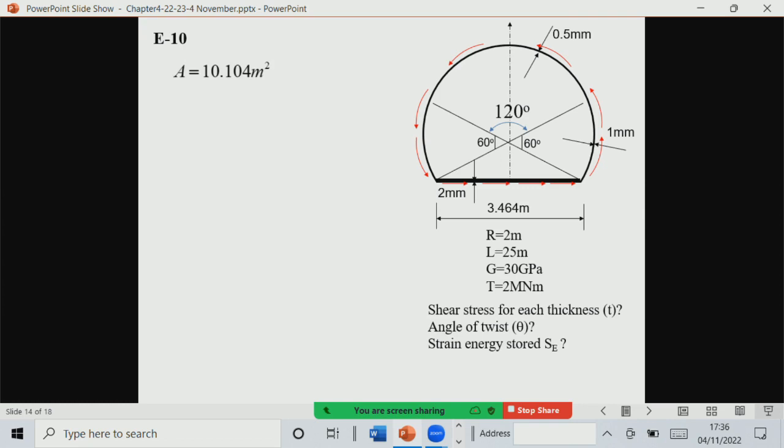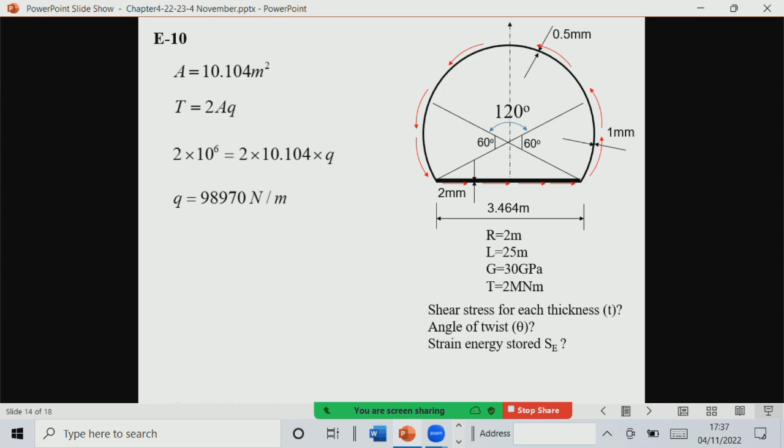And the answer is no. What you see at the moment is the midline of the shell. So we ignore the through-thickness variation of the shear stress. We just show the section by a line. So this is the area. That's the equation. I've got the torque, I've got the area, so I can easily find the constant shear flow applied. So it gives me a shear flow of about 99 newtons per millimeter.